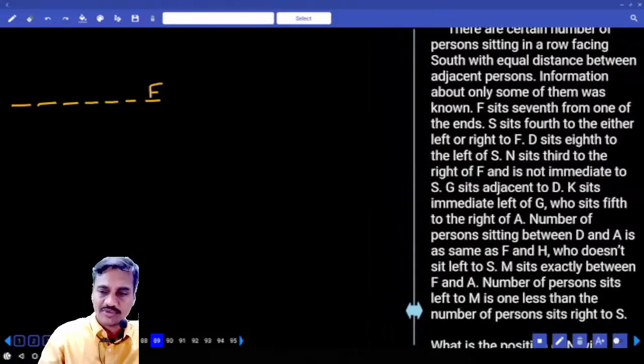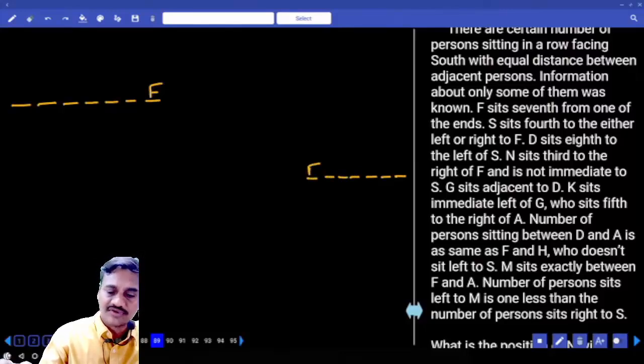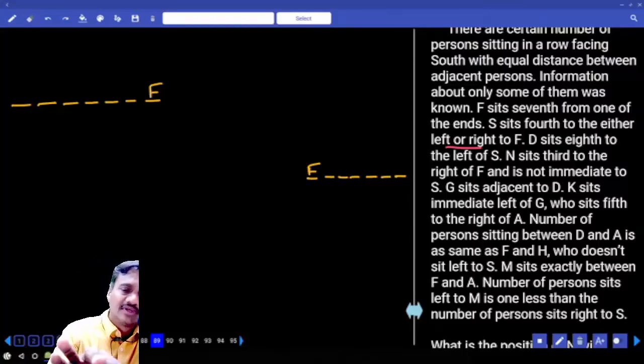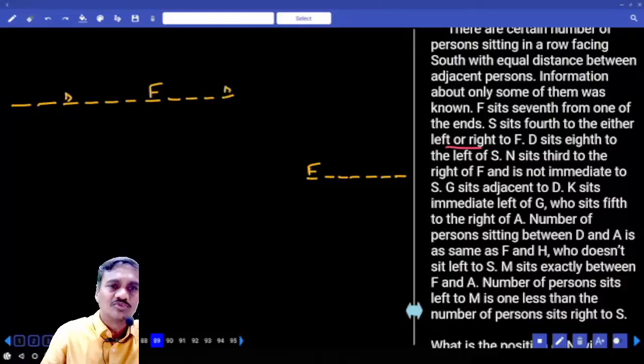And what is the other possibility we have? 1, 2, 3, 4, 5, 6, 7. F is 7th from one of the ends. At the same time, S sits 4th either to the left or to the right of F. S is 4th left or 4th right, can be here. And one more possibility, S can be here. Two possibilities, and here also there are two possibilities.